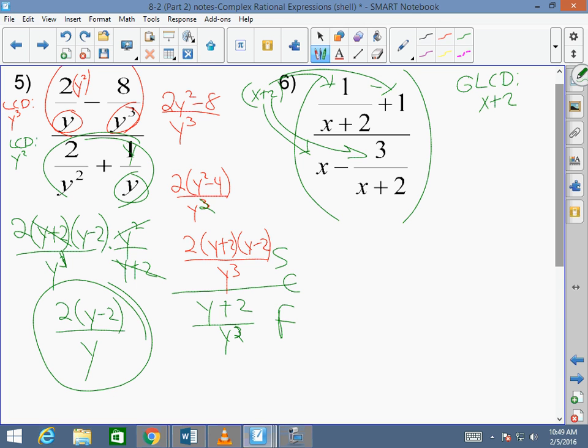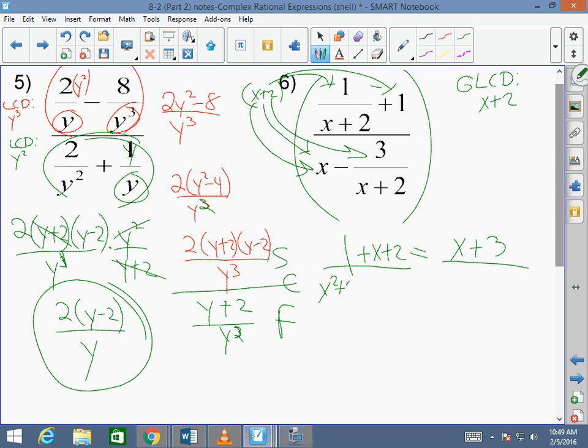When I multiply x plus 2 times 1 over x plus 2, what am I left with? 1. See you later. Then times x plus 2. So that's nice and easy. That's x plus 3. That's my numerator. Clean and simple. Now, what's x plus 2 times x?